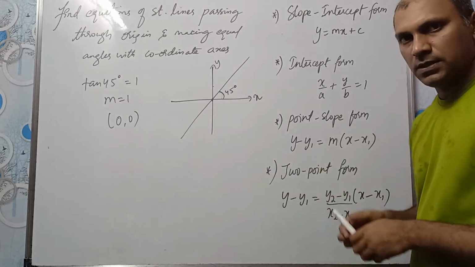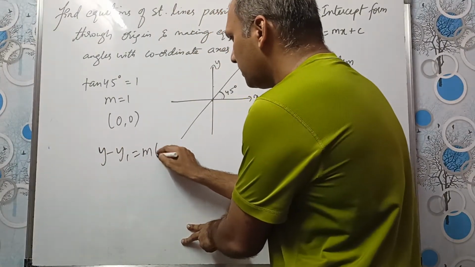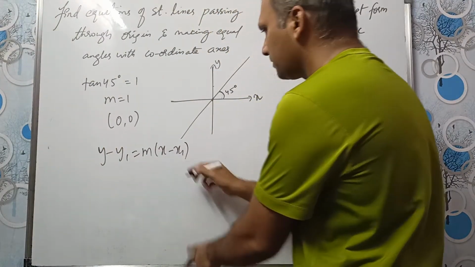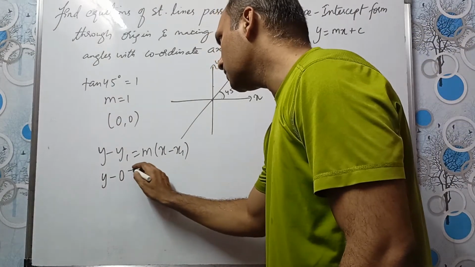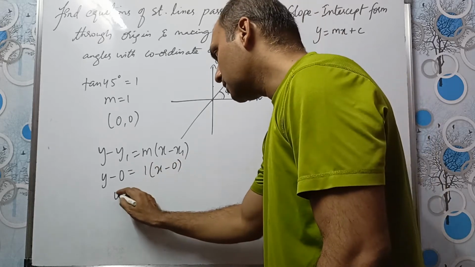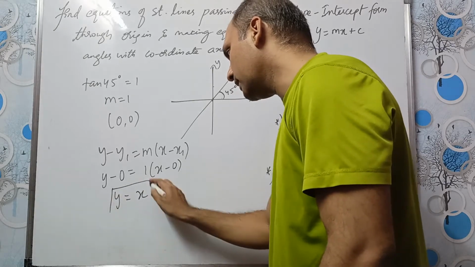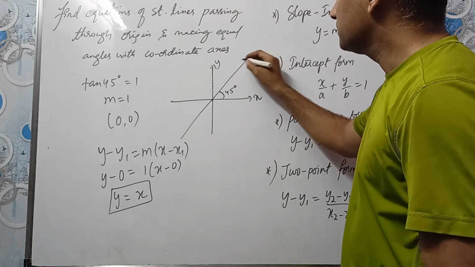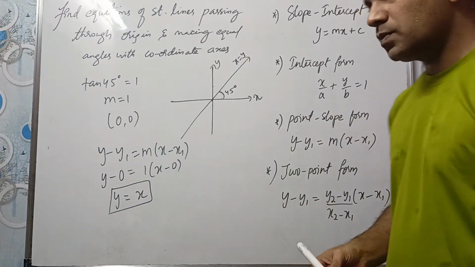Point slope form. Right? y minus y1 is equal to m into x minus x1. Okay. So this is y minus 0 is equal to m into x minus 0. m is 1, right? So this is y is equal to 1 into x is x. So y is equal to x or x is equal to y. Okay, this is one case.